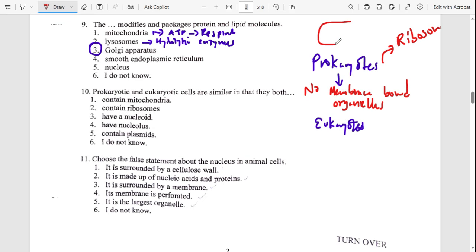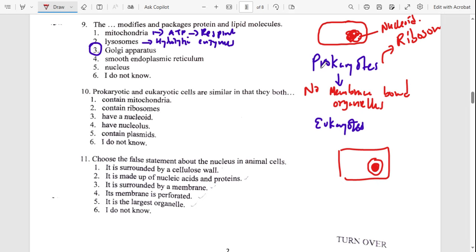So where is DNA in a prokaryotic cell? DNA is just found freely in the cytoplasm, and we call it the nucleoid. Eukaryotic cells will contain the nucleus, and the middle of the nucleus that is dark, we call the nucleolus, which contains the genetic information. I hope that's clear.